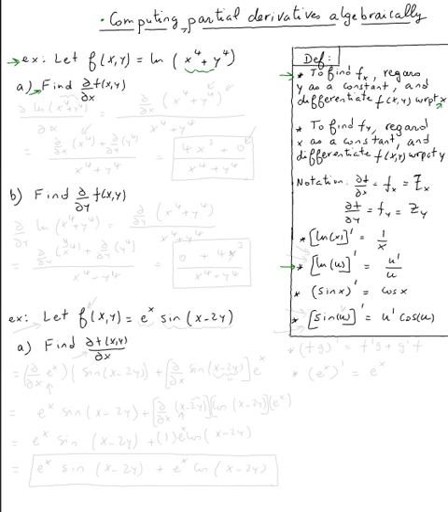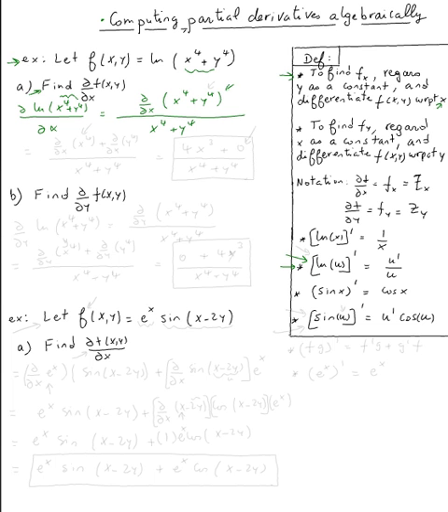So in other words, let me write it here. Partial of ln of x to the fourth plus y to the fourth with respect to x is the same thing as, think of the inside as a u, so the u goes to the denominator, and you want partial with respect to x of x to the fourth plus y to the fourth. Does it make sense? I'm using this property.